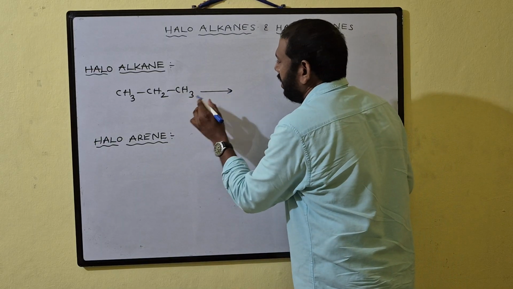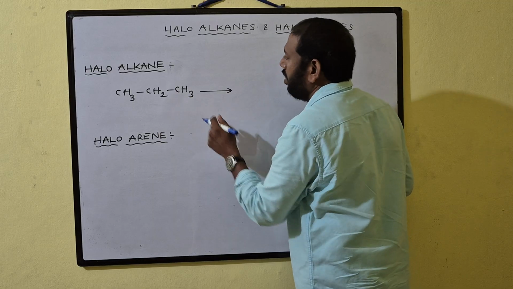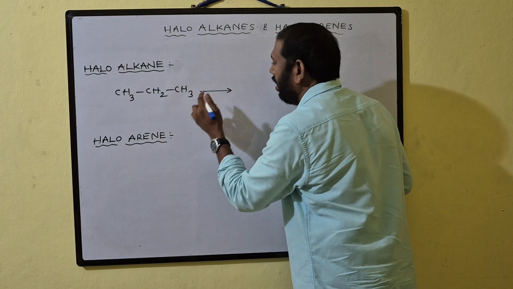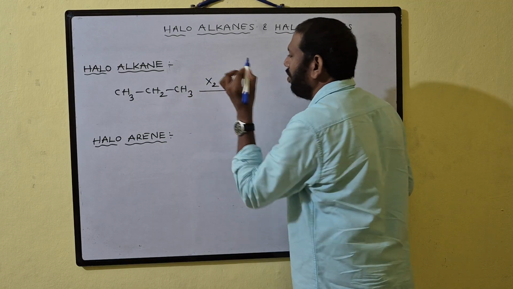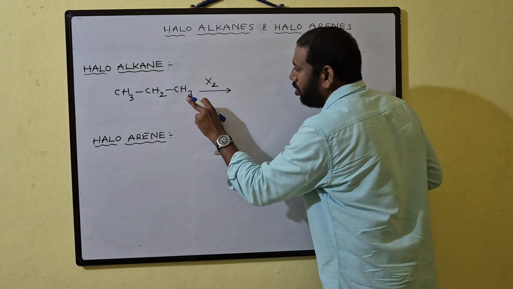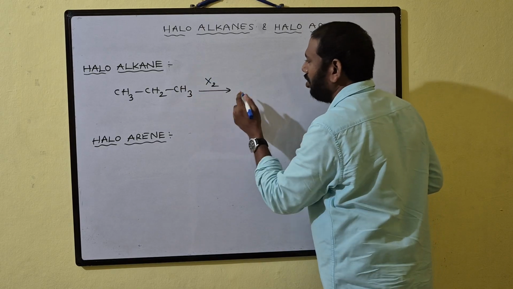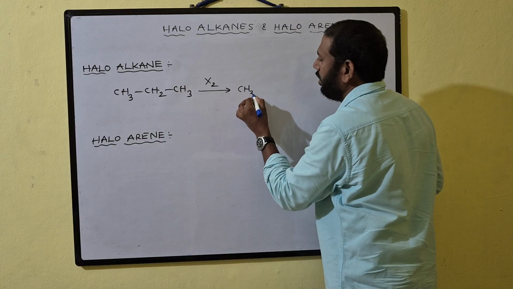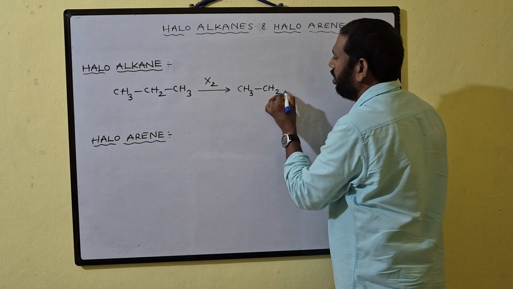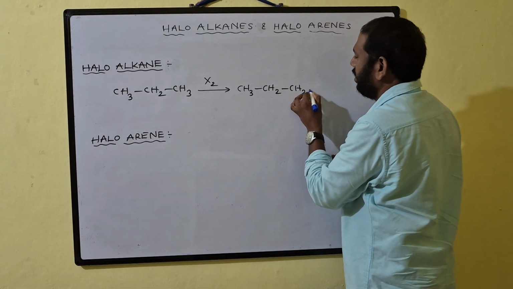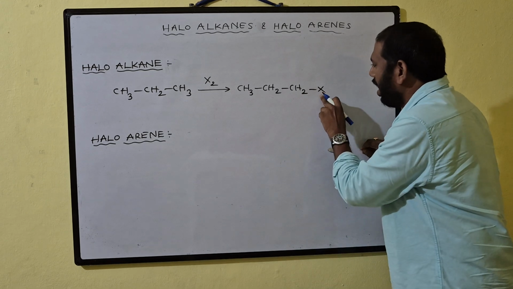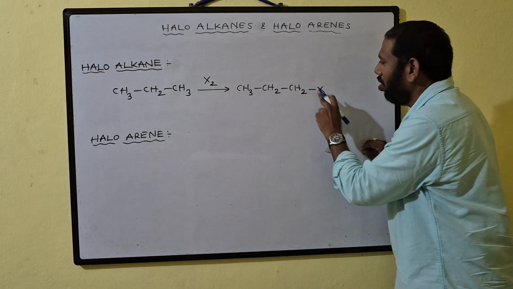Here, just remove one hydrogen atom and add one halogen atom. We can get CH3CH2CH2X. It is a haloalkane.